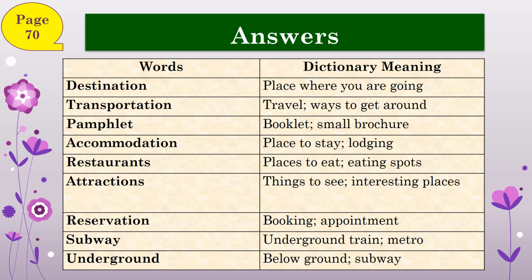Accommodation. This means a place where you stay while traveling, such as a hotel or guest house. Restaurants. These are places where people go to buy and eat food. Attractions. Interesting places or things that people like to visit, such as parks, museums, or monuments. Reservation, a booking you make in advance, like for a hotel room, restaurant, or seat on a bus or plane.